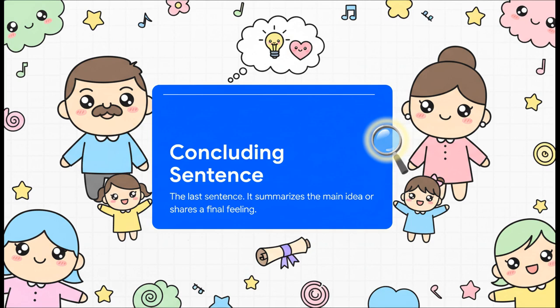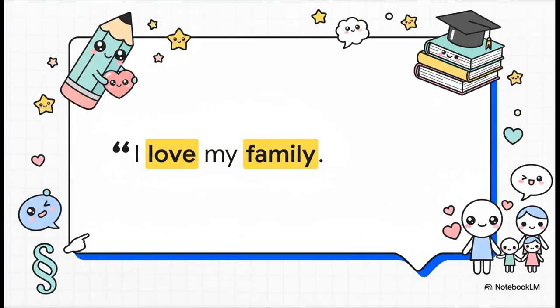And now for the final touch, the last ingredient in our recipe, the concluding sentence. This is the very last sentence of your paragraph. Its only job is to wrap everything up in a nice little bow. You can do that by reminding the reader of the main idea or just by sharing one final feeling. And you know what? The ending doesn't have to be complicated. Something simple like, "I love my family" is perfect. It's short, it's strong, and it shares a really big feeling. And there you have it. That's the whole recipe. You start strong, you add some tasty details, and you finish with a really clear, nice ending.